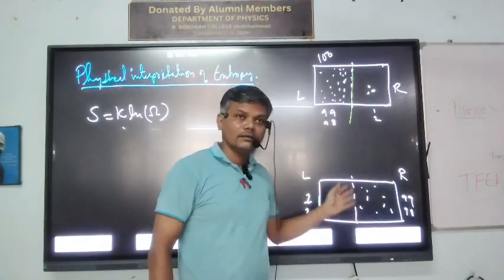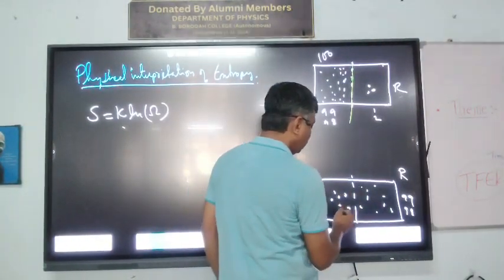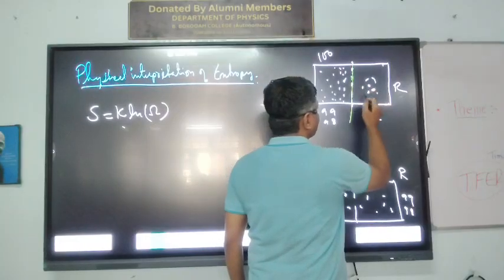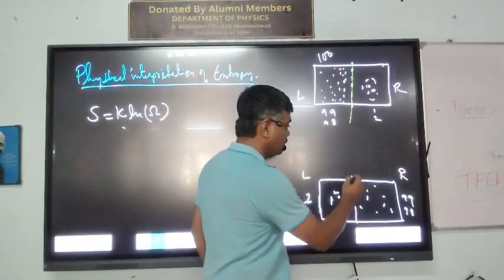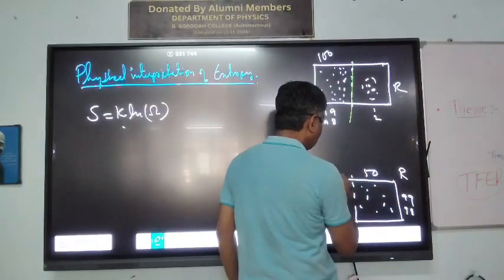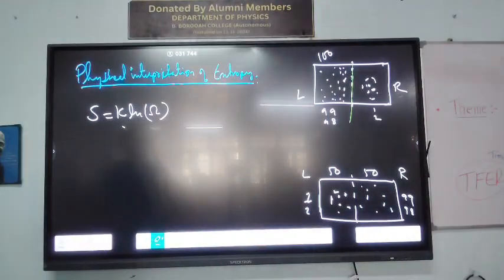So this state has a greater number of ways. You take four, and you keep increasing this until it becomes 50-50. That means here it is 50, here it is 50. How many ways are there then? Not just a few, but a great many.